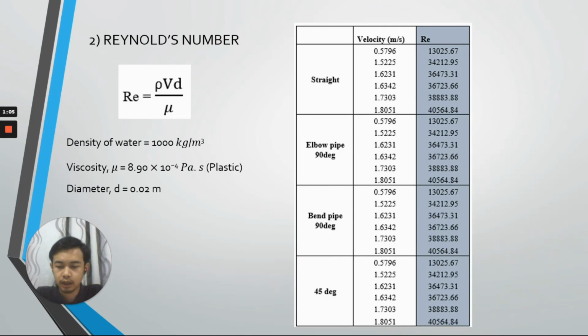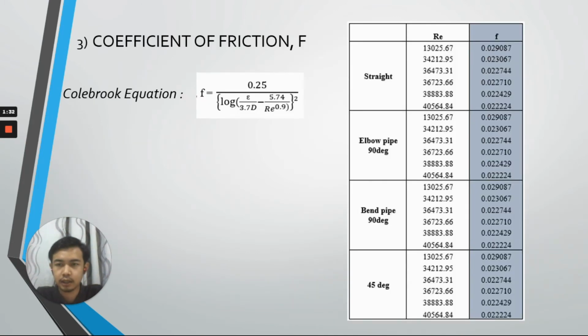Next, we compute the value of the Reynolds number by using the formula given, Re equals rho V d over mu, where rho is the density of water, V is the velocity that we have calculated earlier, and mu is the viscosity. Next is the friction coefficient f, calculated by using the Colebrook equation.